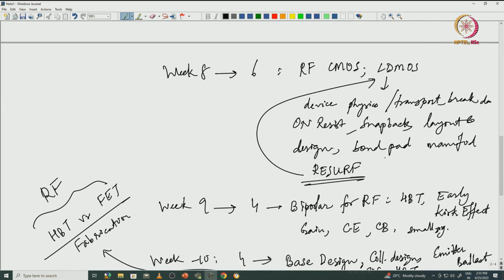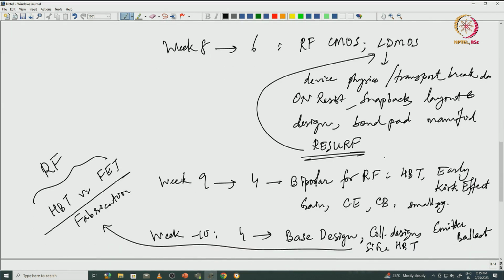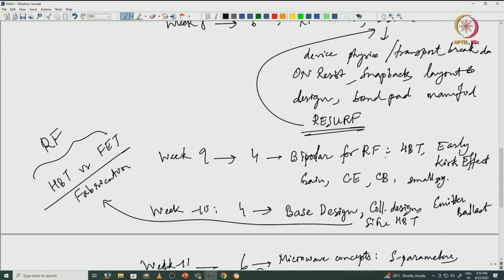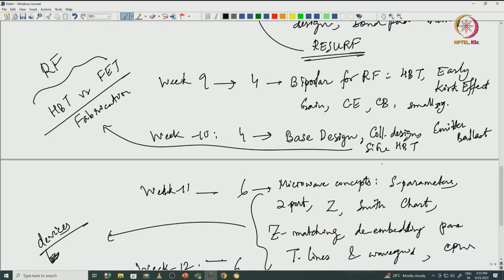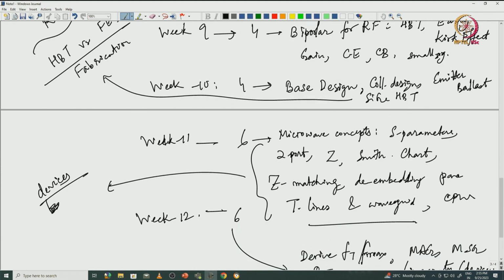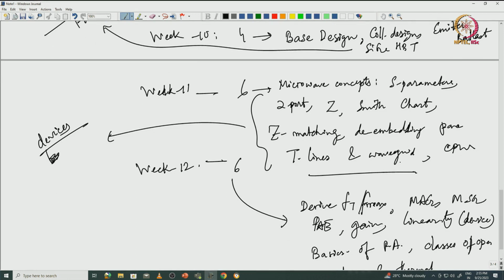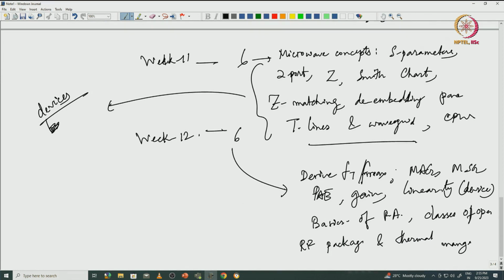Then we go to gallium nitride HEMTs, similarly virtual gate, current collapse, fabrication, multifinger, etc. Then we come to RF CMOS and focus primarily on LDMOS for high power high voltage RF application, and then we go to bipolar devices for 2 weeks, BJTs, HBTs, and how things like emitter ballast and collector design are useful. Lastly, in the last 2 weeks we will introduce basics of microwave concepts such as S parameter, Smith chart, impedance matching, transmission line, coplanar waveguides, and also classes of power amplifier, maximum gain, linearity, mostly trying to understand from the device point of view, and of course packaging and thermal management. So, this is the outline of this course.